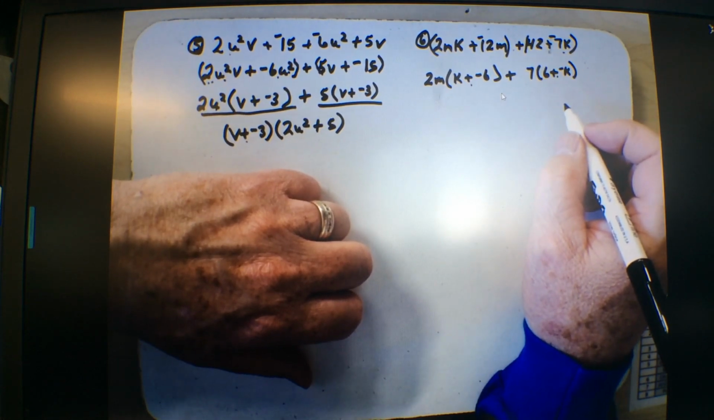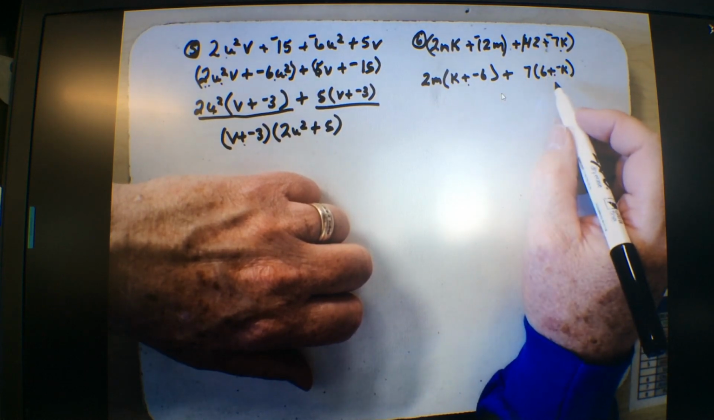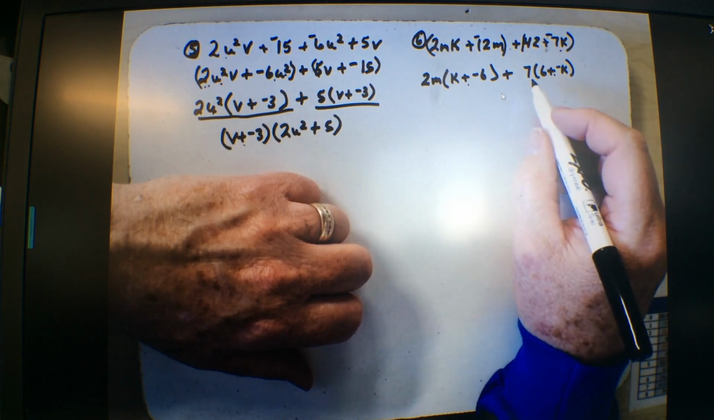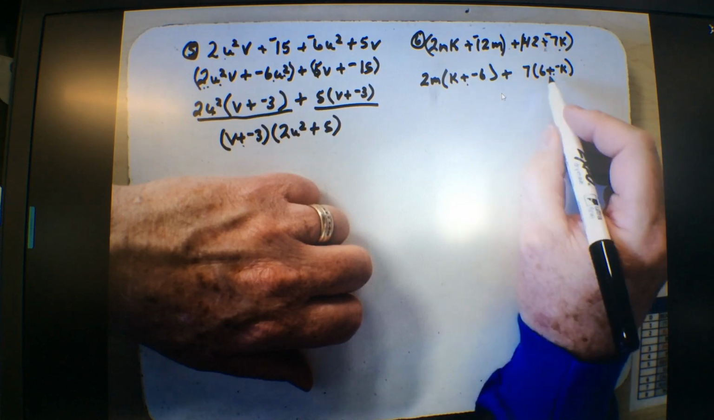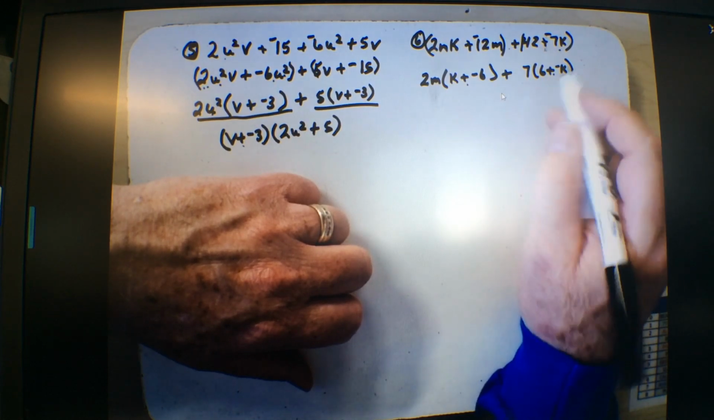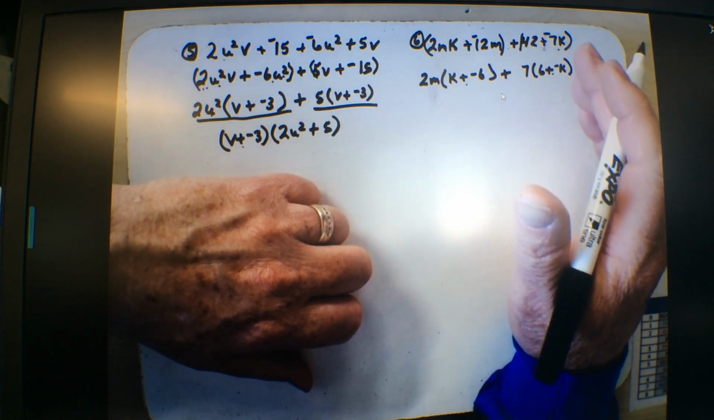Look carefully. No, they're not. What's wrong with them? The K is positive on one side and the K is negative on the other. This k is positive, this k is negative, this 6 is negative, and this 6 is positive. So it's like they're opposites of each other. In fact, they are opposites of each other.